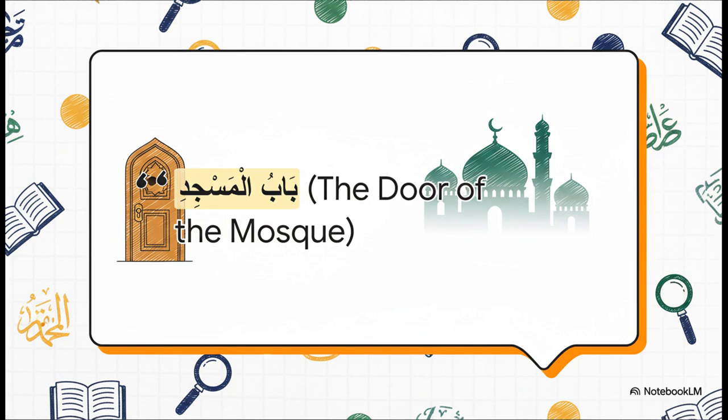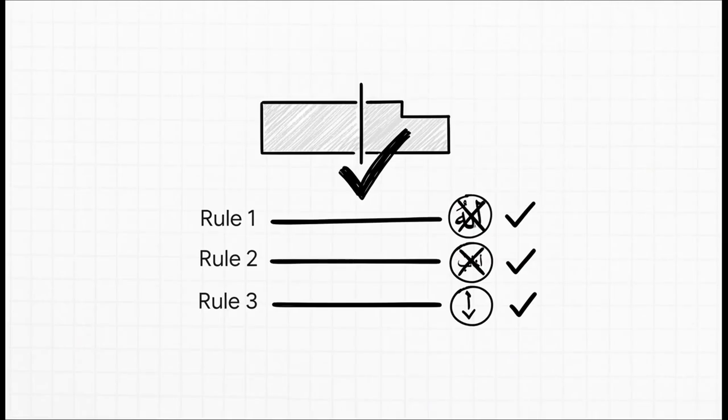Let's try another one you'll hear all the time. Babu masjidi. This just means the door of the mosque. Let's run the rules again, quick this time. For babu, no al check, no tanween check, and for al-masjidi, it's in the genitive case with that kasra at the end, check. Perfect. You see, once you've done this a few times, it just becomes second nature.